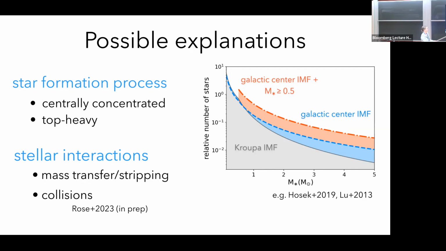And there's actually an interesting paper on collisions coming up soon from a grad student at UCLA, Sanaya Rose. I think Itai might also be on that paper as well. That shows that if you include collisions in the galactic nucleus, you get more higher mass stars.